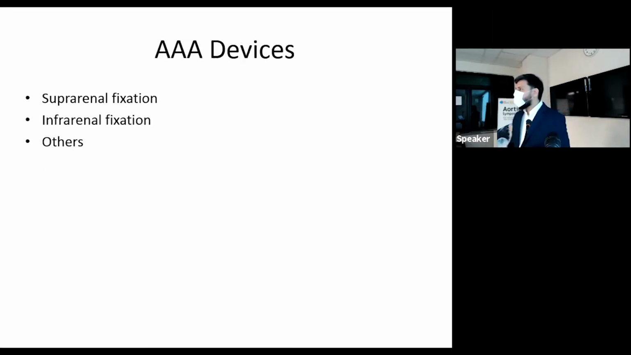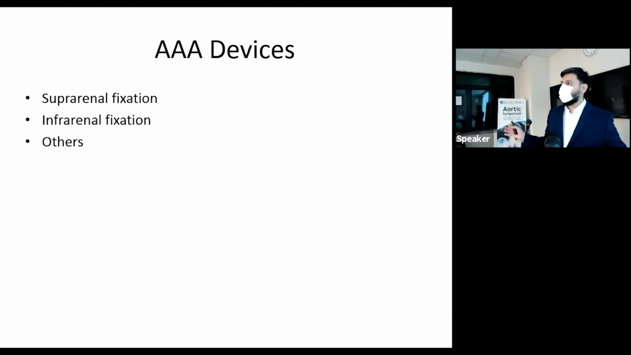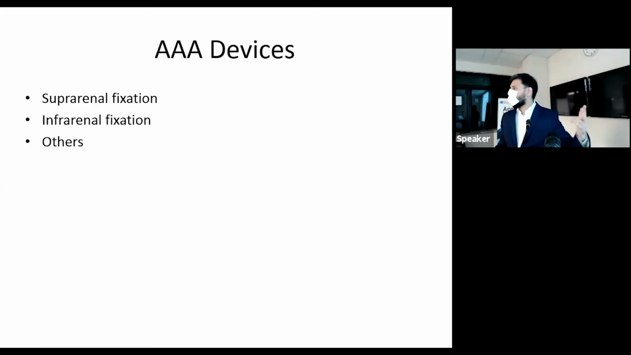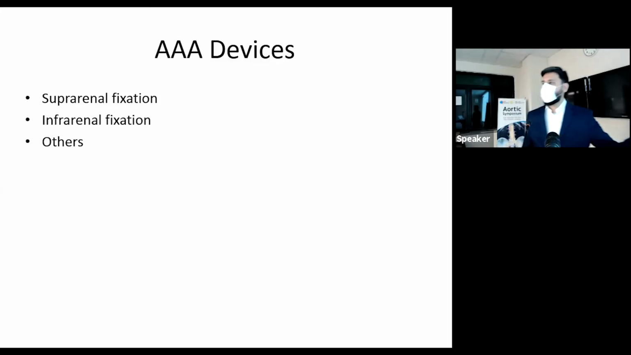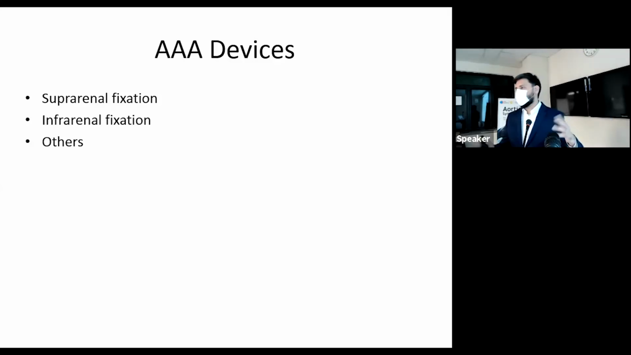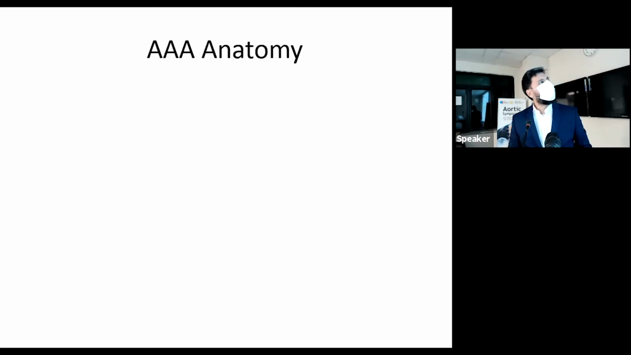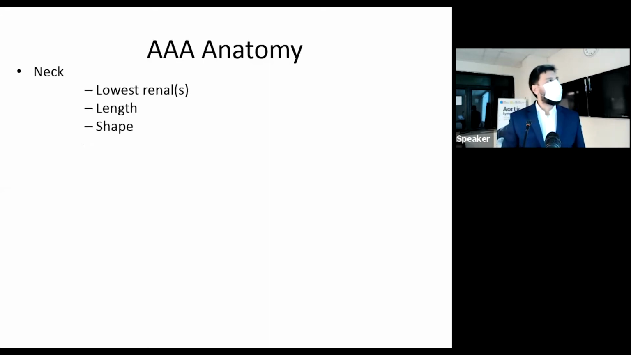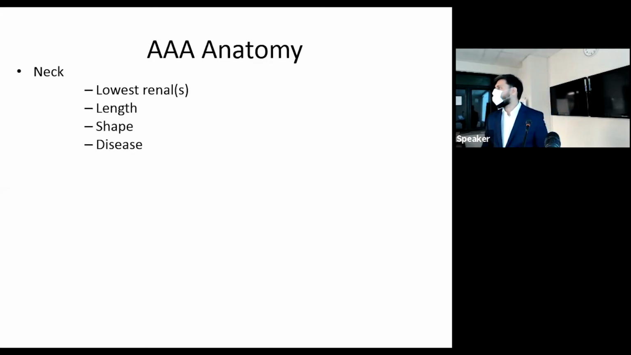You need to know your devices. Broadly speaking, in my mind, you can have suprarenal fixation. We're talking about infrarenal abdominal aortic aneurysms here. You have suprarenal fixation, infrarenal fixation, and there's other things like Nellix endovascular aneurysm sealing, but not even going into the details of those. Essentially, most of your grafts would be suprarenal and infrarenal fixation. The anatomy is important. The neck. You need to look at where the lowest renal is on the scans, the length of the neck, the shape of the neck, whether it's conical, reverse conical.